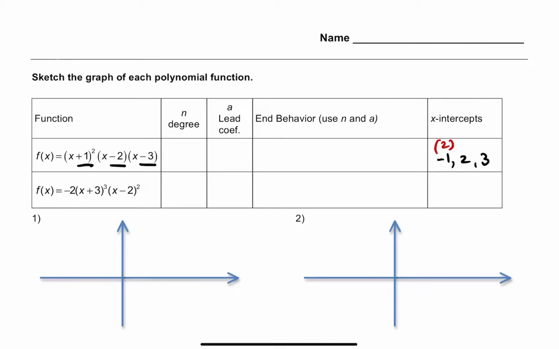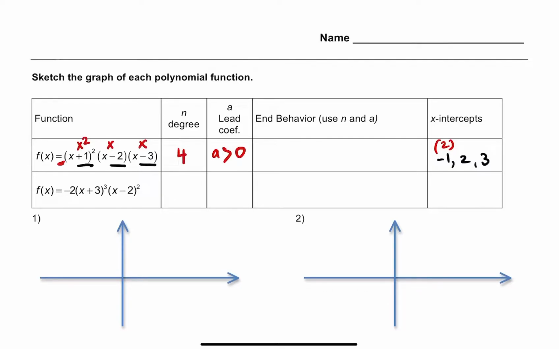Okay. Now for the degree, we're going to look at our exponents. So in the first parentheses, I have x to the second, and in the second parentheses, I have x. And in the last parentheses, I have x. Altogether, that's 4 x's. So the degree is 4. I don't have any coefficient in front, so my leading coefficient is greater than 0. Okay. So that should help us figure out the end behavior.